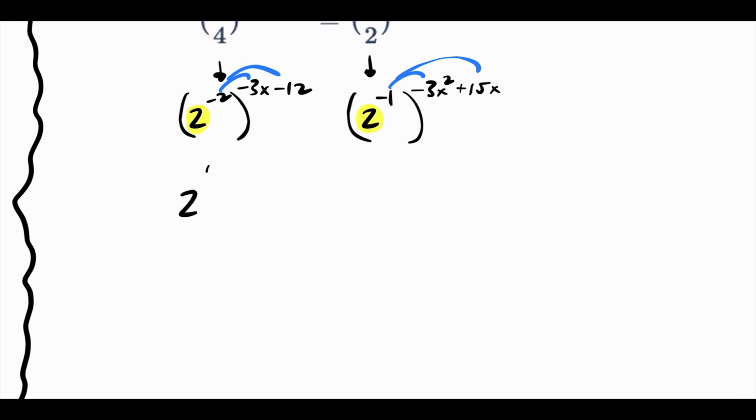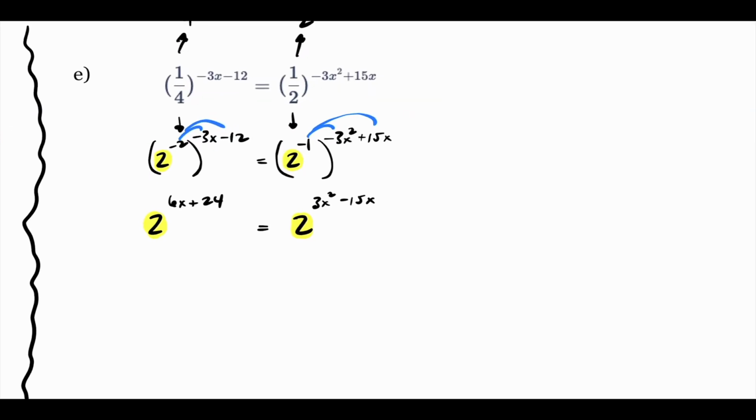So I get 2 to the positive 6x plus 24. Then on the other side, I get positive 3x squared minus 15x. Bases are the same and no more parentheses, so now I can set the powers equal to each other. 6x plus 24 equals 3x squared minus 15x.